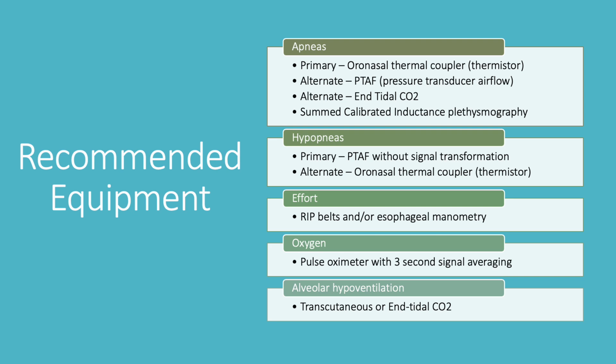There are alternate ways to score events if there's a temporary cessation of data signal. For apneas, you can use the pressure transducer, the end tidal airflow signal from the capnograph if you're using one, or a special view from the effort belts. The summed calibrated inductance plethysmography means when the belts are on correctly, they can detect airflow signal loss. I'll discuss that in just a second.